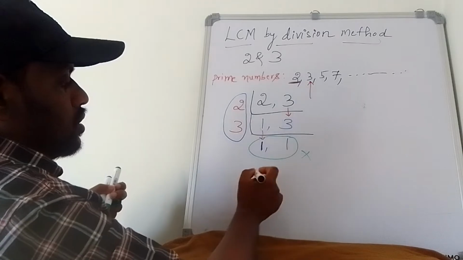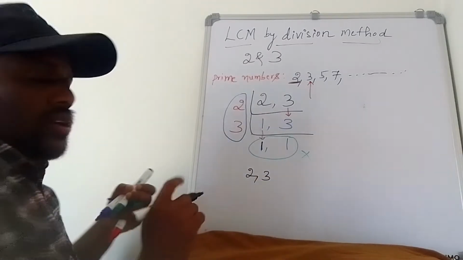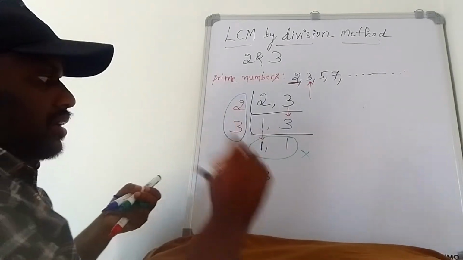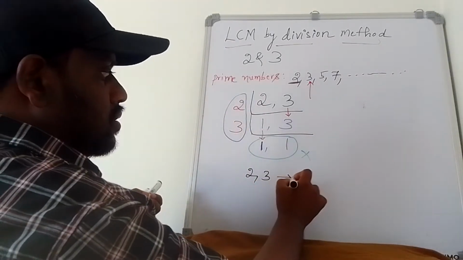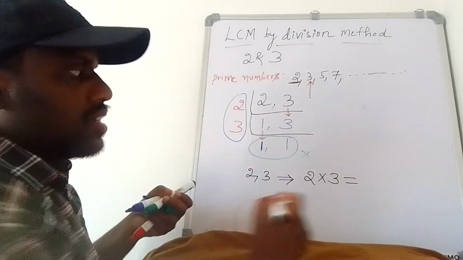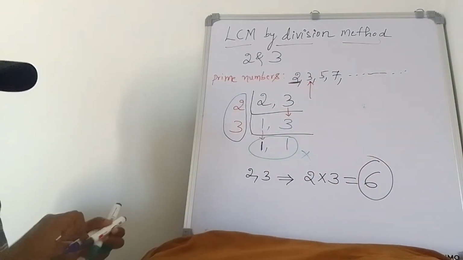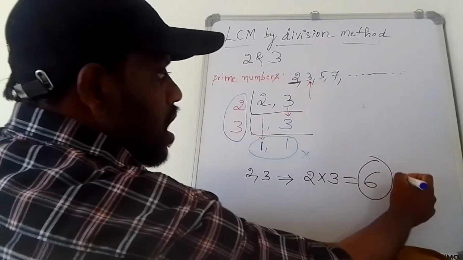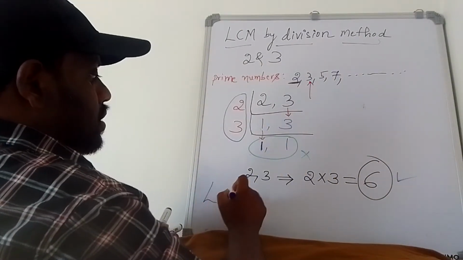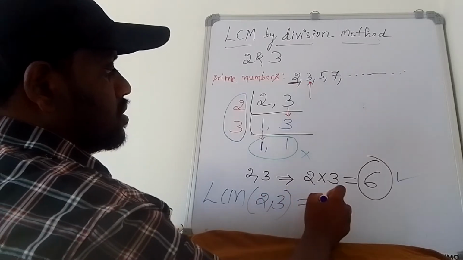Now take these 2 and 3. 2 comma 3. Now take the product of these two. That means multiply. 2 into 3 is equal to what? 6. So 6 is the LCM. So the LCM of 2 and 3 is 6.